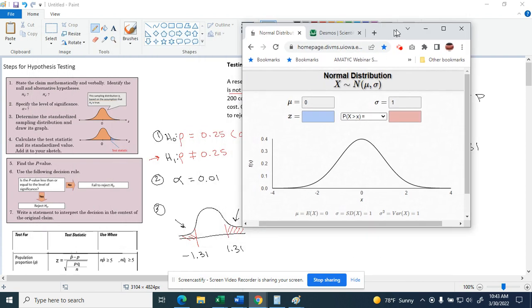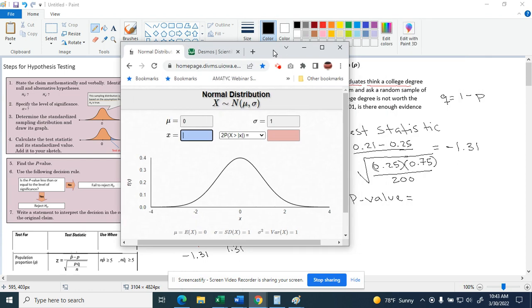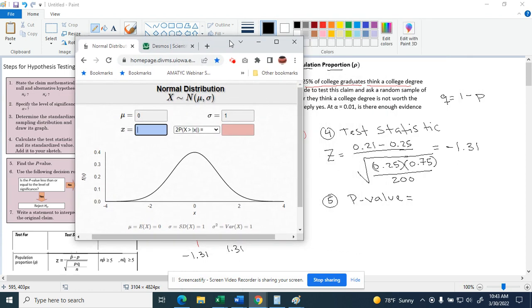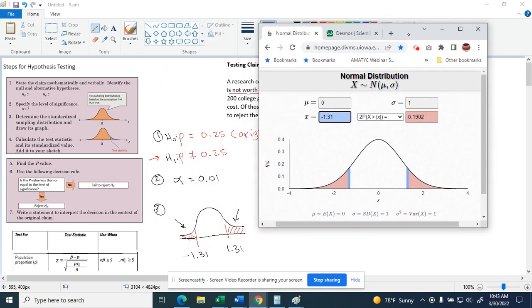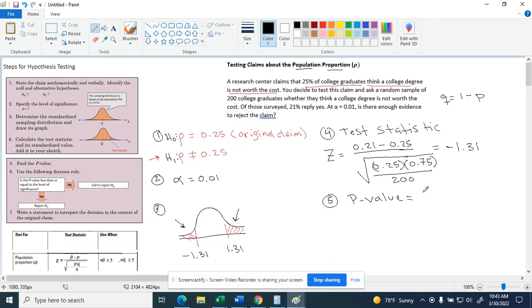Now, we need to tell the calculator which tails are shaded. So since I shaded both tails, click on the drop-down menu, choose the third option. And then in the blue box, you're going to type the answer you got in step number 4, negative 1.31, and hit enter. And then you can see it's shaded both tails like you did in step 3. And the probability, what is in the red box, is the p-value, so 0.190. Check the next video to see the last 2 steps.